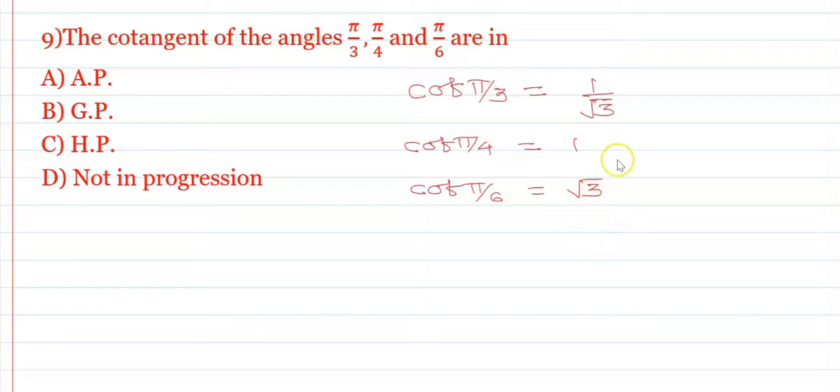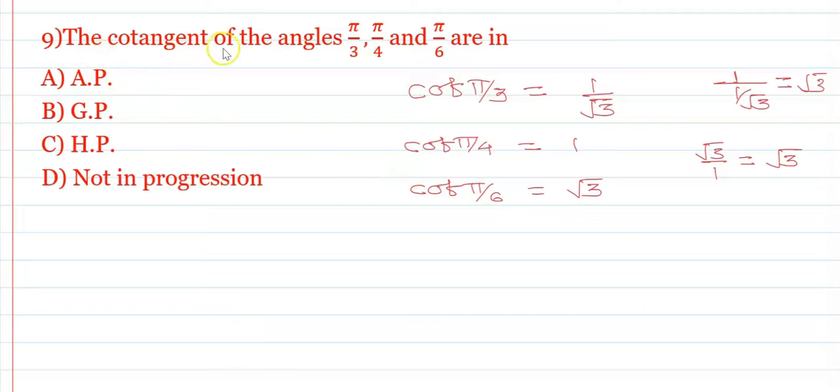If we take their ratios, that is 1 upon 1 by root 3, which is root 3 as a ratio. Next, root 3 upon 1, and that is equal to root 3. The ratio is root 3.